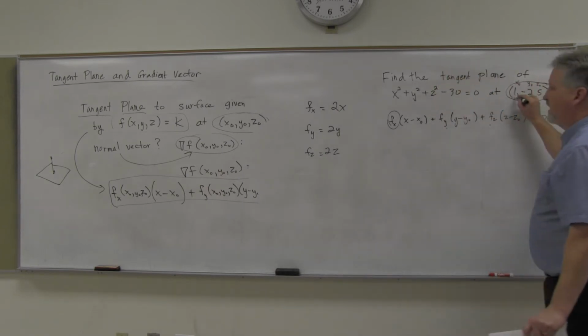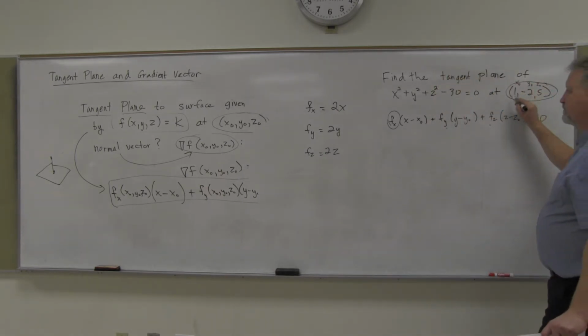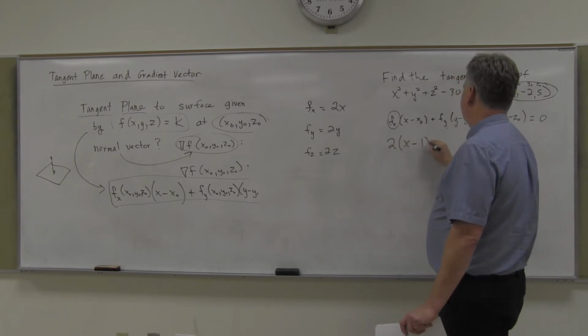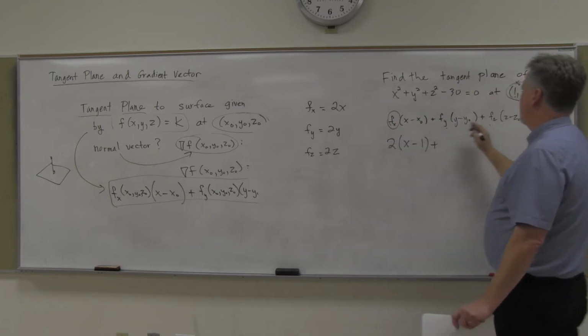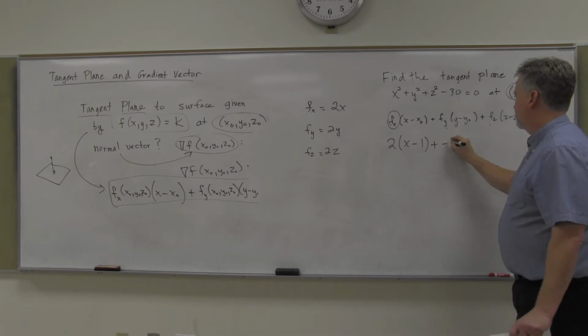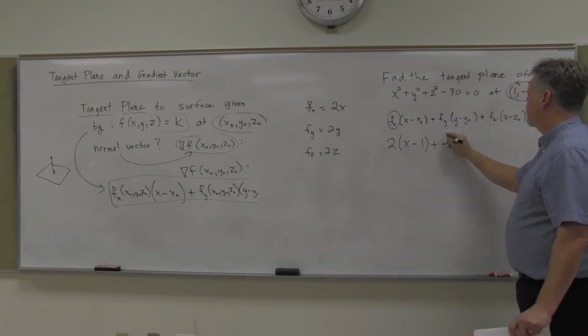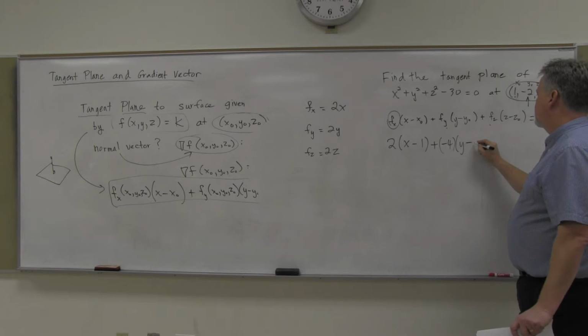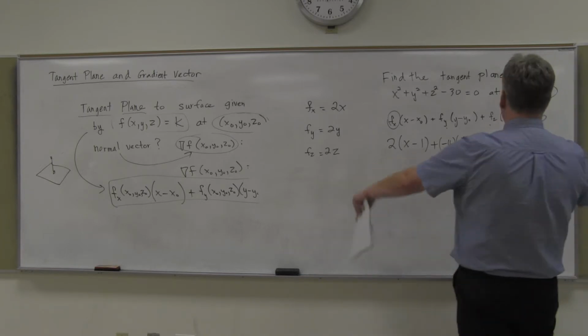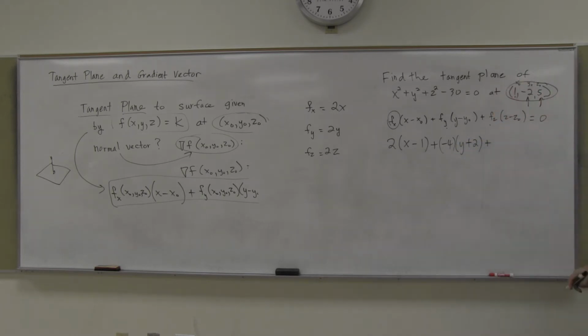So 2x, we're going to evaluate that at x is 1, so that would be 2. And then x minus x0 will be 1. Then we do the partial of y at the particular y value, in this case negative 2, so that would be negative 4, the f sub y, times y minus negative 2, so plus 2. And then the partial of f with respect to z at the z value would be 10, times z minus 5. There you go.